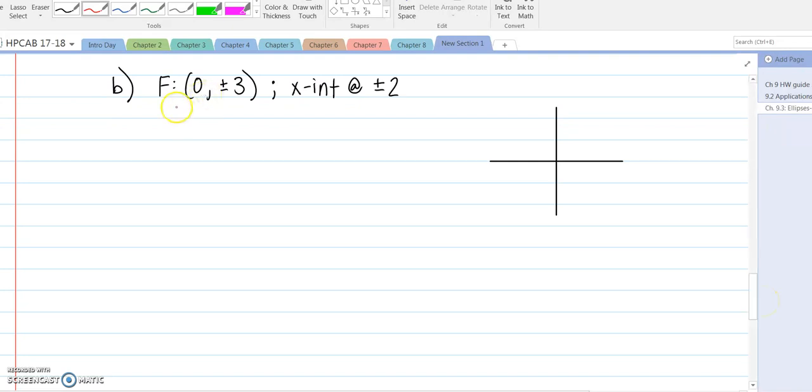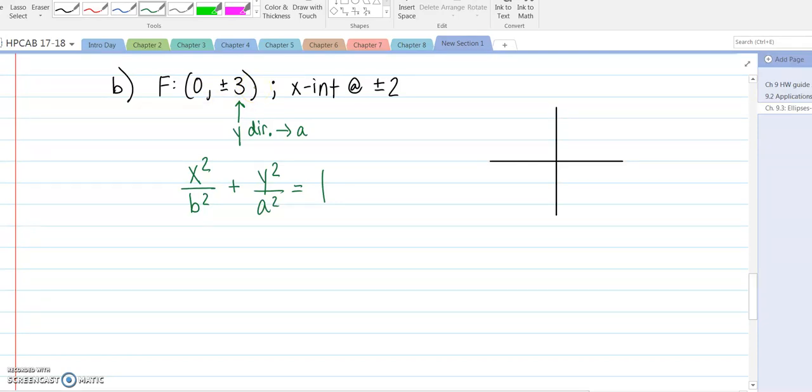So again, writing the equation, we have our focus points at 0, positive 3, and 0, negative 3, and x-intercepts at plus or minus 2. Well, let's start with the skeleton of the equation. My focus, it's moving in the y direction. That means my vertices will also, so A is in the y direction. So I'm going to have this general formula. And I could tell my center was at 0, 0 because it's halfway between the two foci points, focus points.